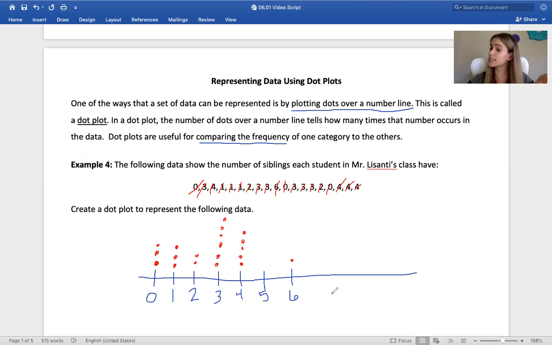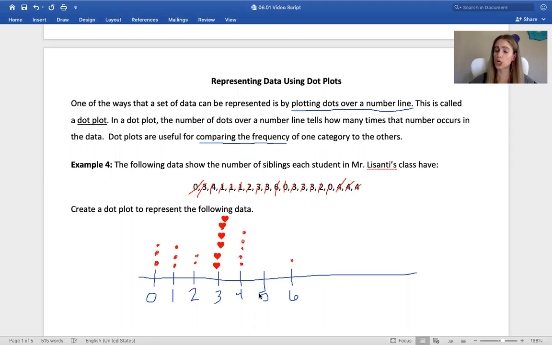Well, exactly how many have 3 siblings? Let's count it up, and I'll actually cover it up with a nice little heart. So 1, 2, 3, 4, 5, 6. So 6 students in Mr. Lasante's class have 3 siblings. I can also easily see that nobody has 5 siblings.